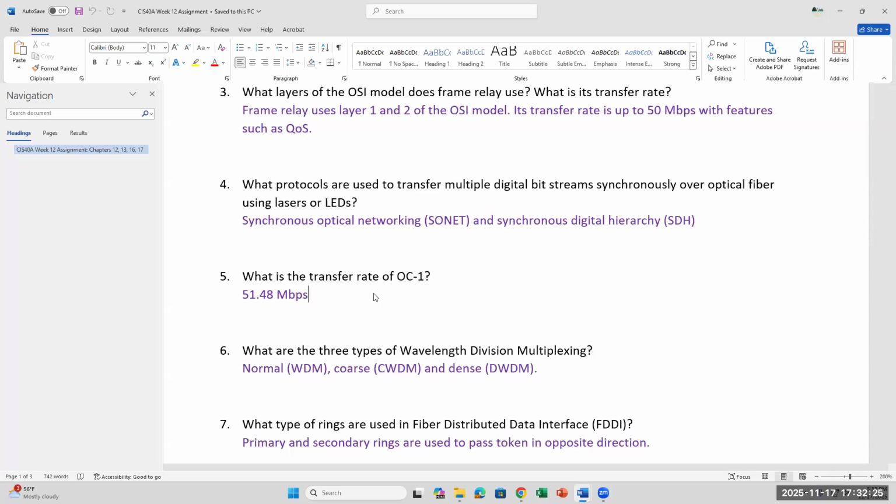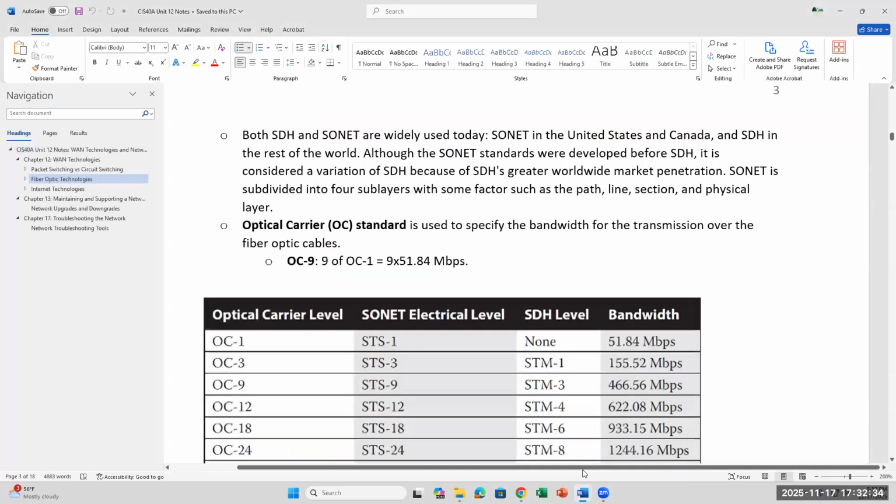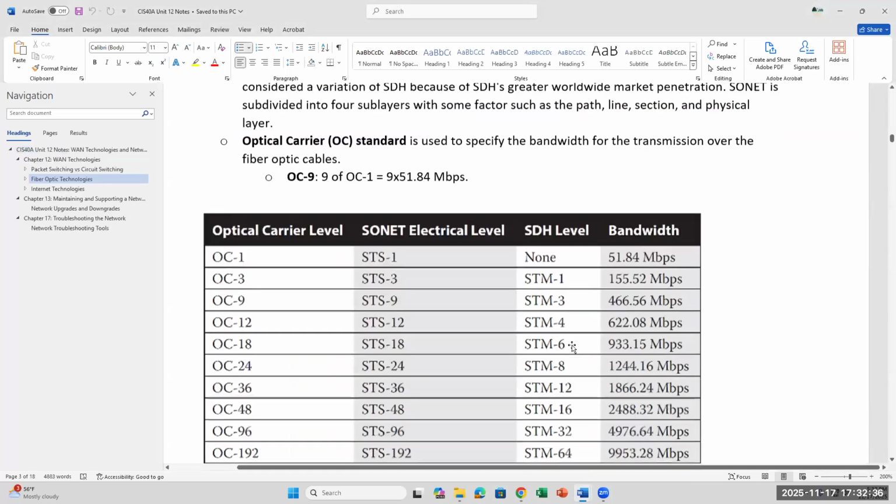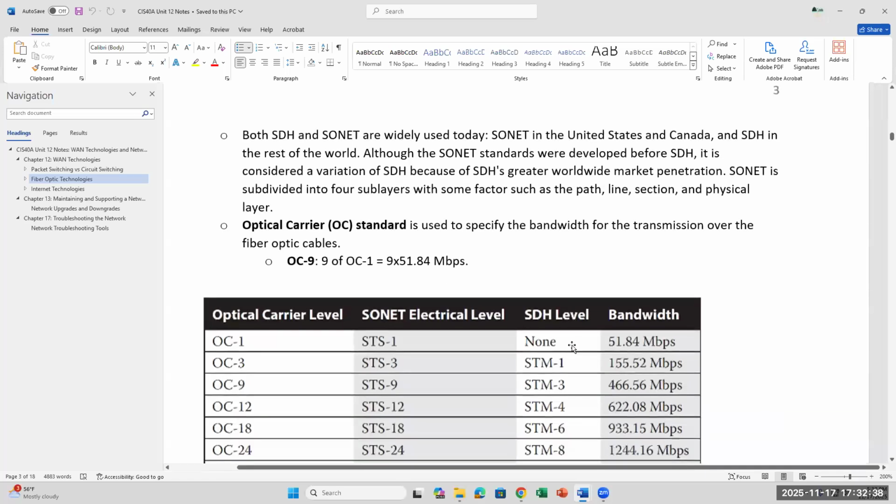X25 digital. Okay, where can I find this information? It's on page 3. So optical carrier is what's known as OC, right? And this is a standard that you use for SONET.